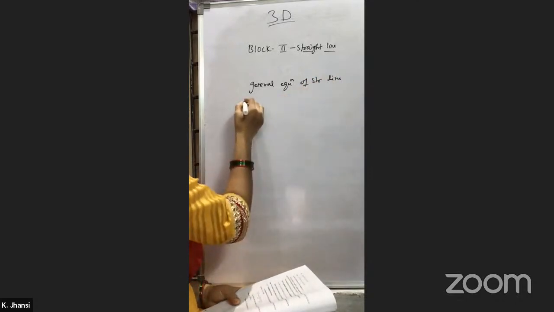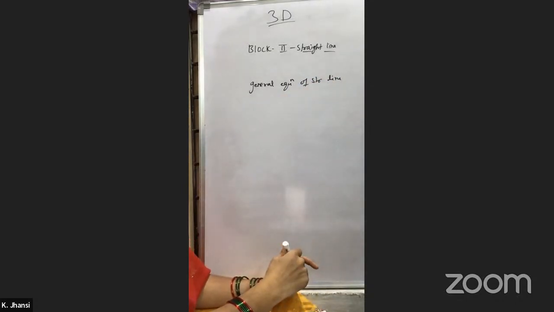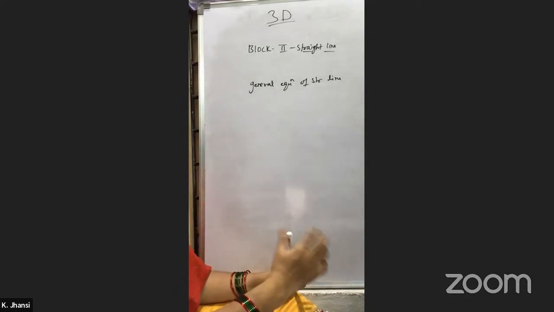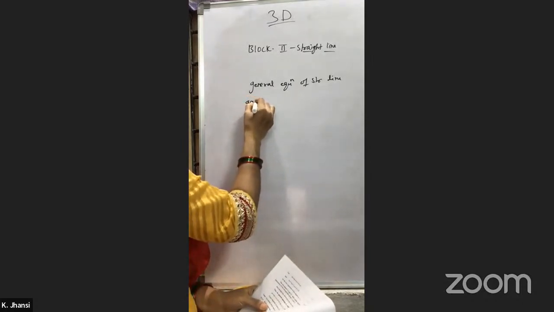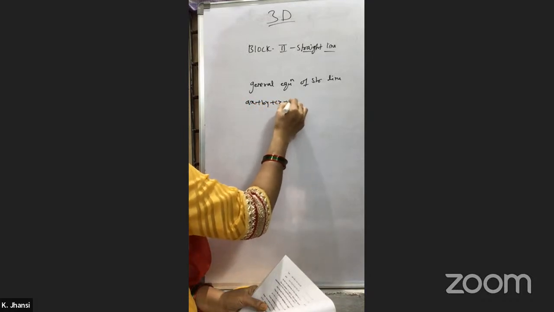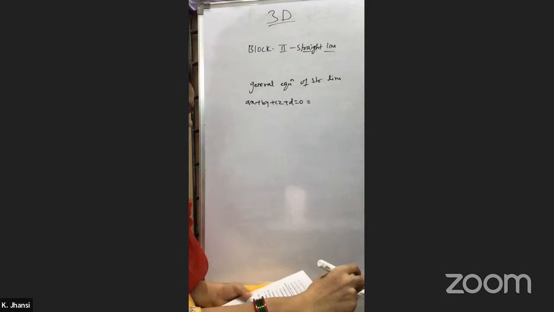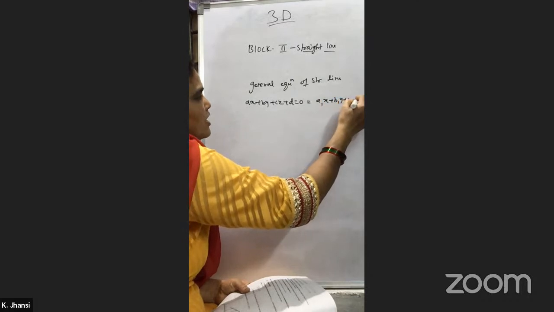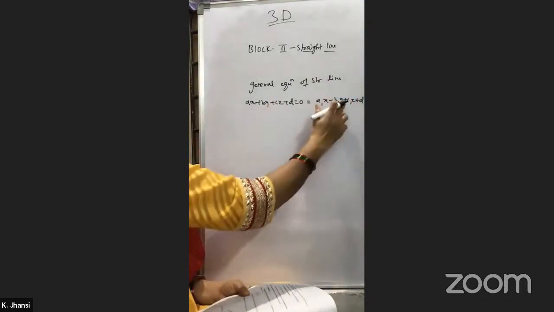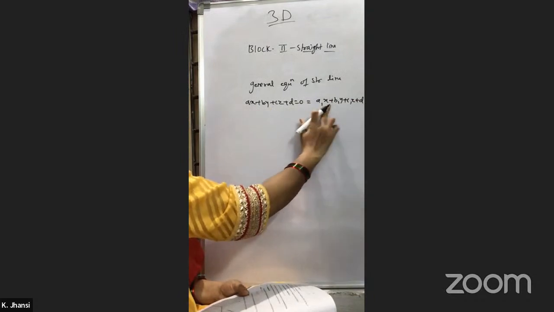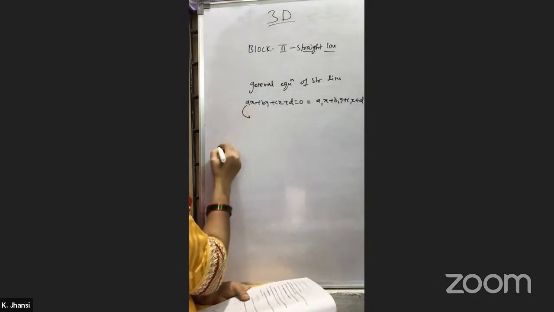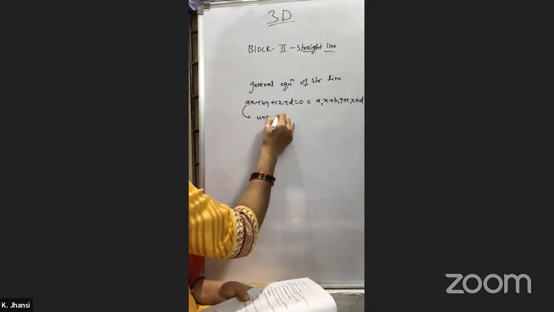The general equation of the straight line is: the straight line is the combination of two planes. Whenever we take two plane equations together, that is called the equation of the straight line. You can take it as ax plus by plus cz plus d equals 0, and if you write it, it is like this: a1x plus b1y plus c1z plus d1. So this is one plane equation, and this is another plane equation. When you combine both of them, this is called the general equation of the straight line, and this equation is in unsymmetrical form.